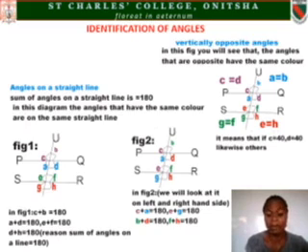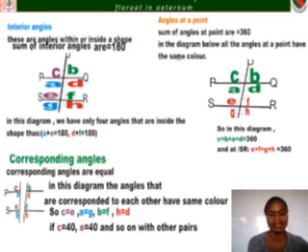Angle C plus angle A is equal to 180. Angle E plus angle G is equal to 180. Angle B plus angle D is equal to 180. Angle F plus angle H is equal to 180. Reason: sum of angles on a straight line.